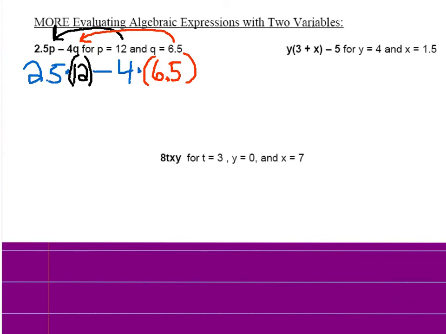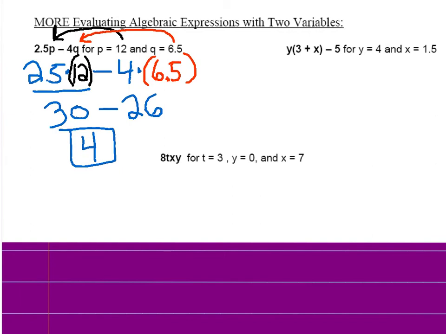So I showed what it looks like here. And remember, I did say a variable is like a bowl, an empty bowl that you can put a number into or put something into. And so that's why we have parentheses showing that we put the 12 in and we put the 6.5 in the place of that variable. And so now we multiply 2.5 times 12, we get 30. And then we do 4 times 6.5 and we get 26. Lastly, we subtract and we get 4.